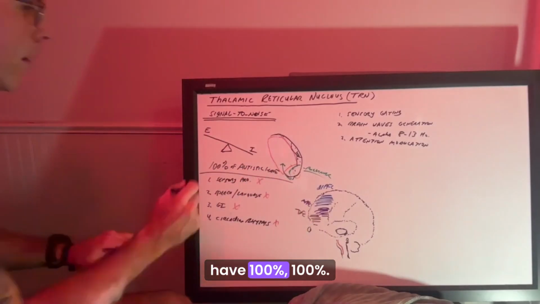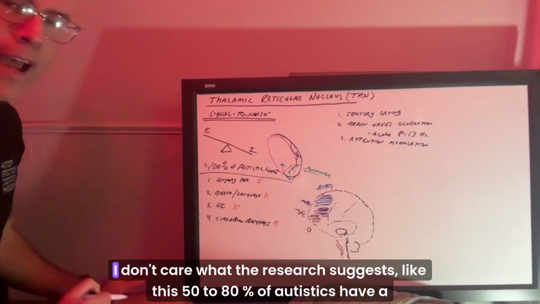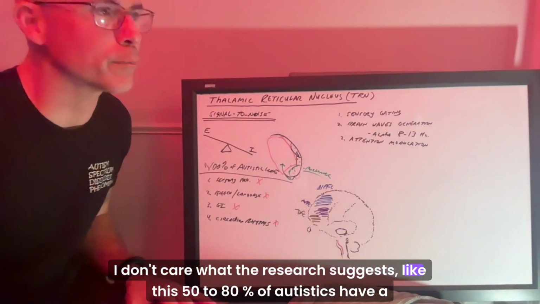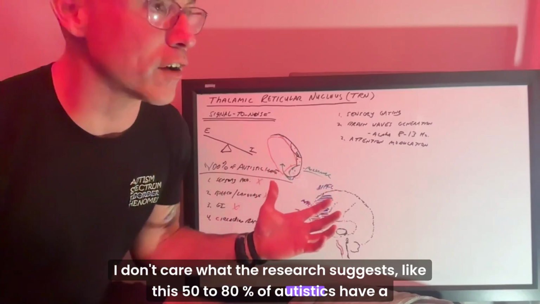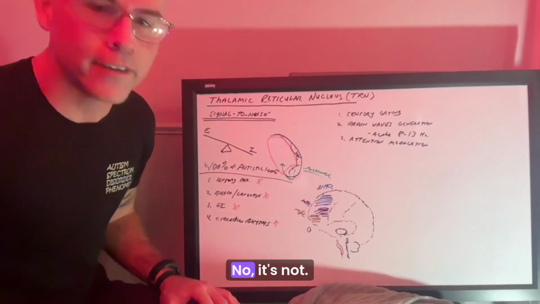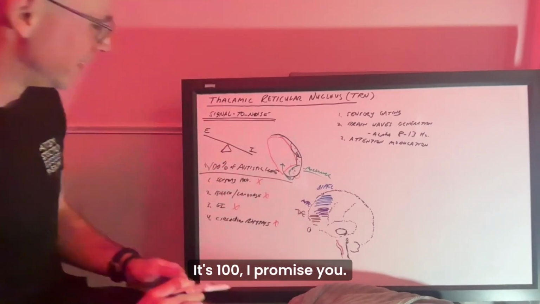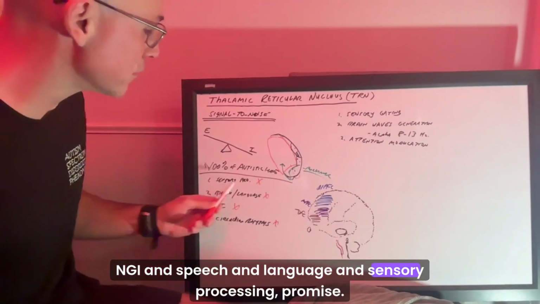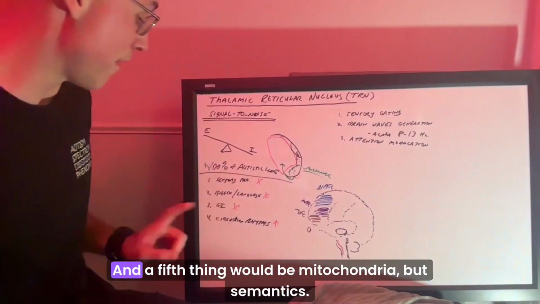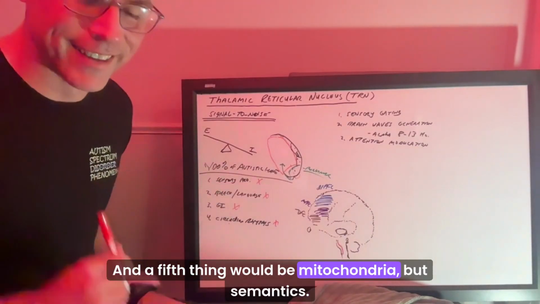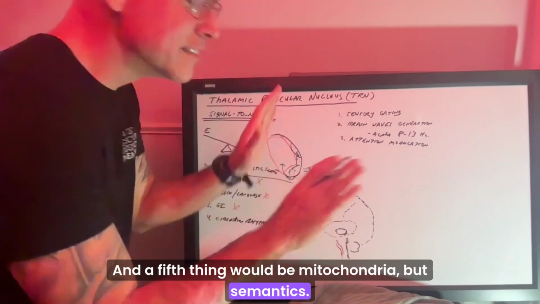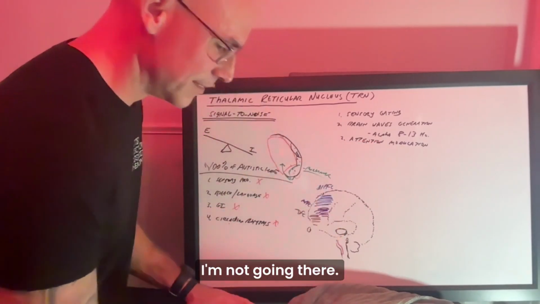100%. I don't care what the research suggests. Like this 50 to 80% of autistics have a sleep-wake disorder. No, it's not. It's 100. I promise you. And GI and speech and language and sensory processing. I promise. And a 5th thing would be mitochondria. But semantics. I'm not going there.